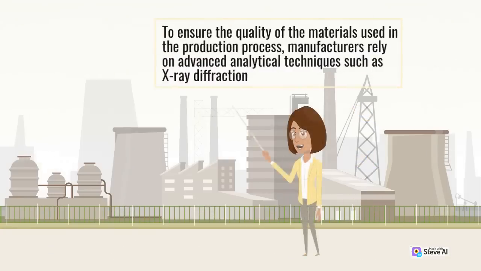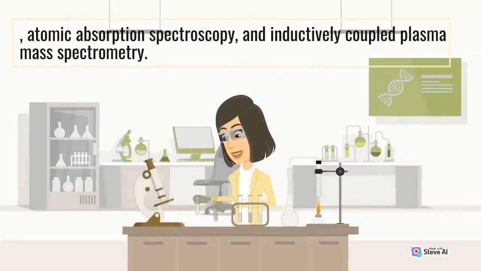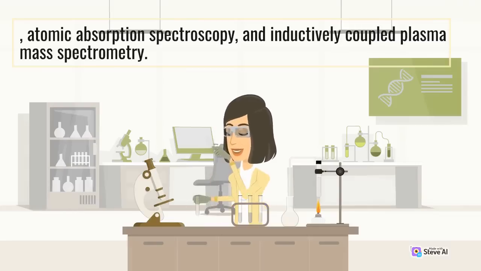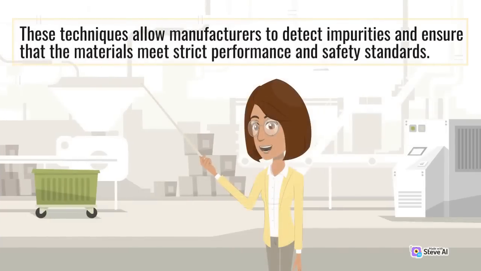To ensure the quality of the materials used in the production process, manufacturers rely on advanced analytical techniques such as X-ray diffraction, atomic absorption spectroscopy, and inductively coupled plasma mass spectrometry. These techniques allow manufacturers to detect impurities and ensure that the materials meet strict performance and safety standards.